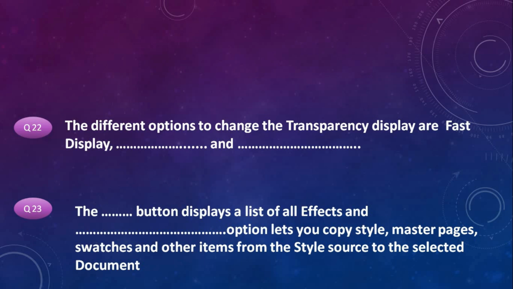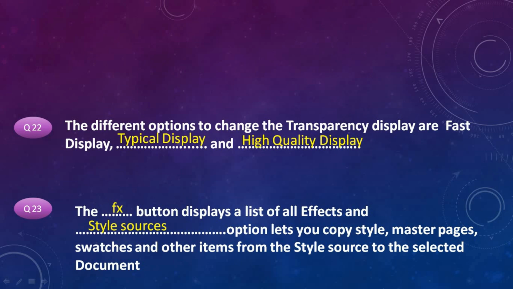The answer for these questions, the different options to change the transparency display are fast display, typical display and high quality display. The effects button displays a list of all effects, and style sources option lets you copy style, master pages, swatches and other items from the style source to the selected document.